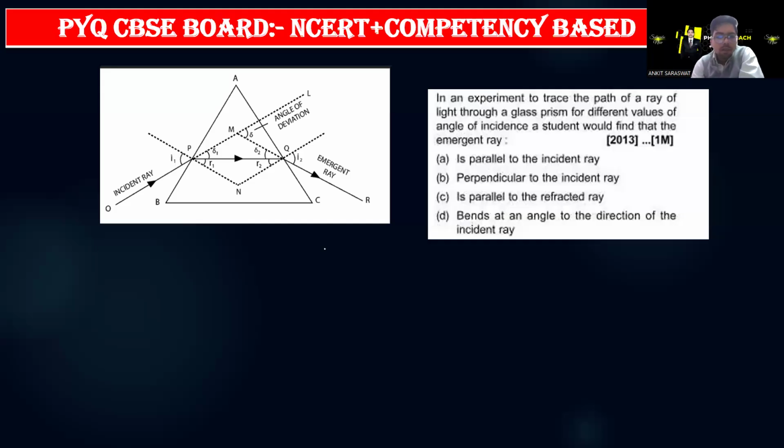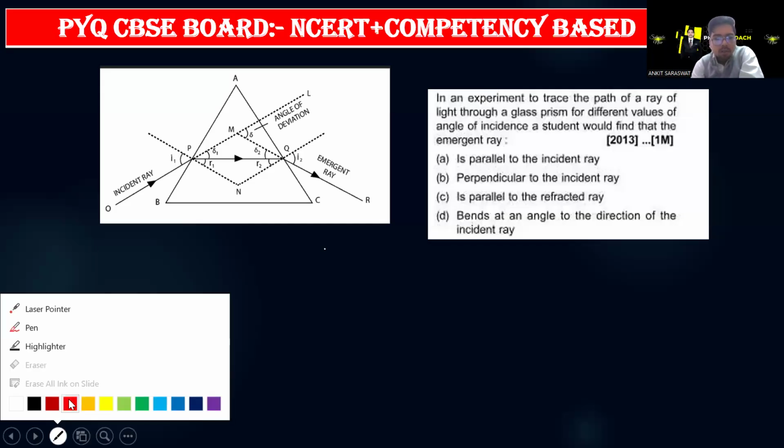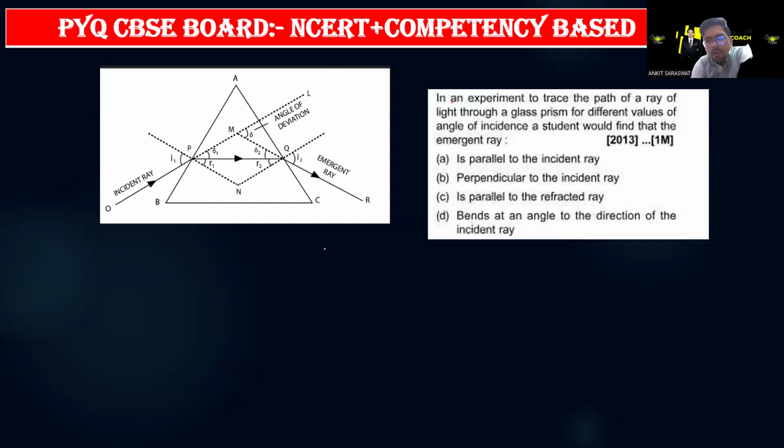So hi everyone. In this question, what it is saying is that in an experiment to trace the path of a ray of light passing through a glass prism for different values of angle of incidence, a student would find that the emergent ray. Some options are given: first option is parallel to incident ray, perpendicular, parallel to refracted ray. These are the four options.